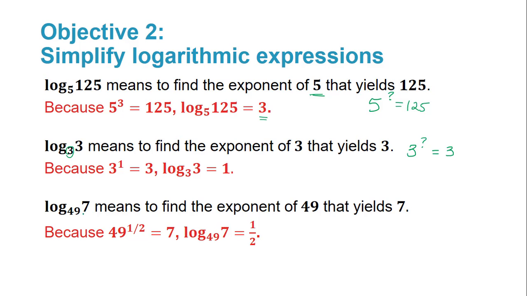Log to the base 49 of 7 means to find the exponent of 49 that gives us 7. And so we might have to think about that one, right? 49, how does it relate to 7? If I take the square root of 49, I get 7. And the square root as an exponent is 49 to the 1/2 is equal to 7. Therefore, the log to the base 49 of 7 is 1/2.